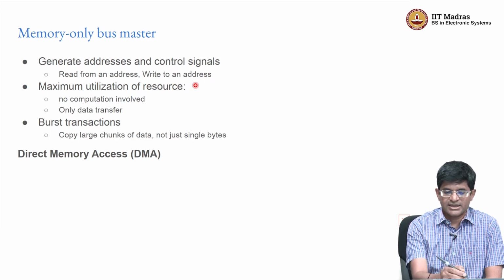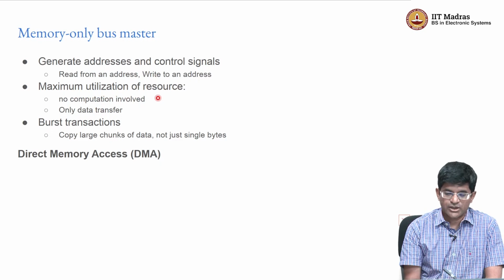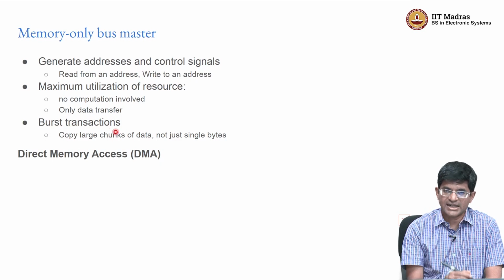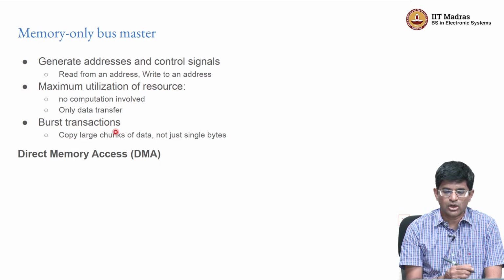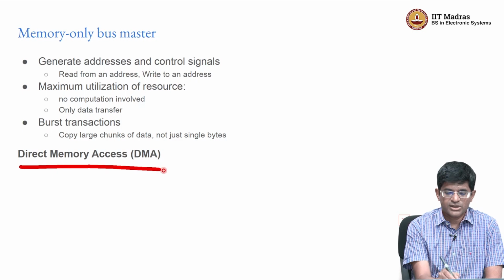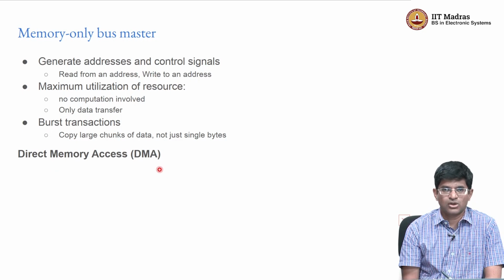The good thing is it basically allows you maximum utilization of resources. There is no computation involved, only data transfer, right? And you can even have more complicated patterns of data transfer. You can do something called burst transactions that allow you to copy large chunks of data from one region of memory to another region of memory, or to a peripheral, or to an IO device, or vice versa, right? All of this is enabled by what's called direct memory access, or DMA.